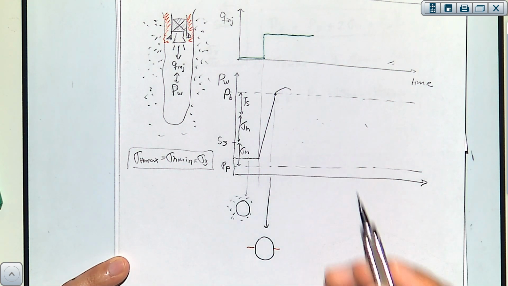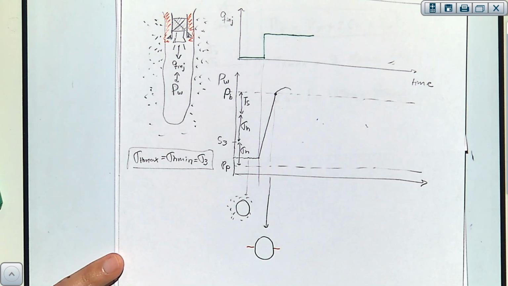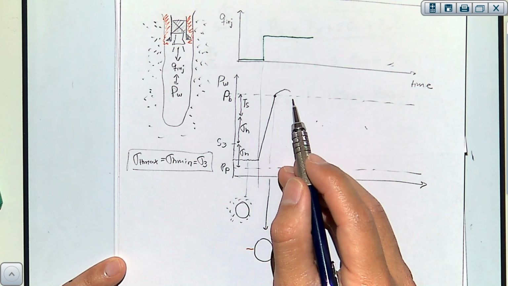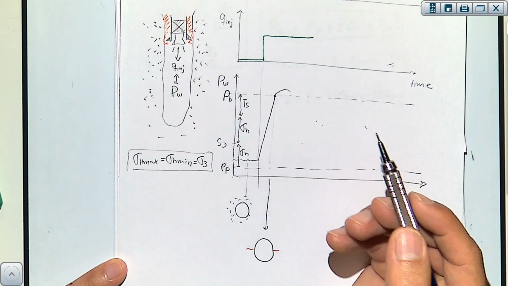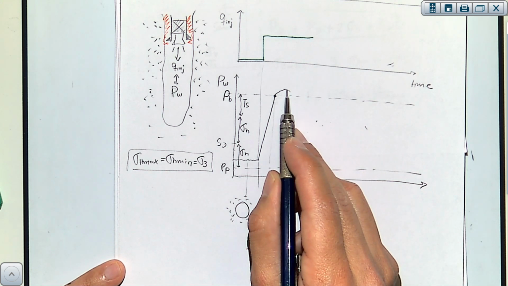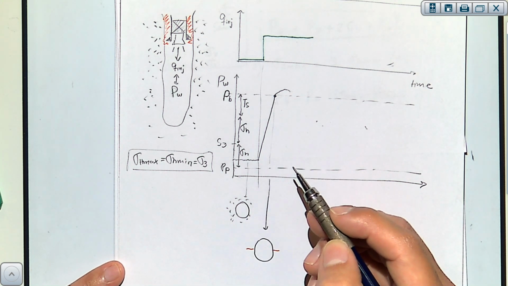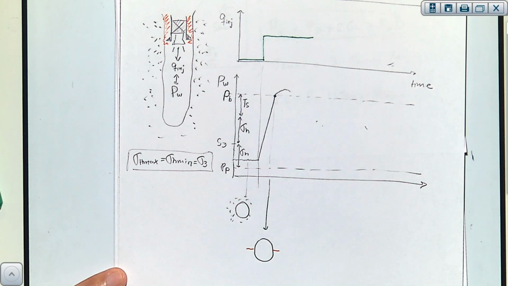And then if I continue increasing pressure, this is going to grow, and the pressure will reach a peak. But now the question is, what do you think? It will continue at that pressure, or it will go down? Why would it go down?